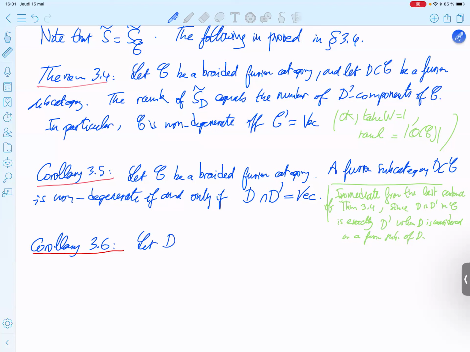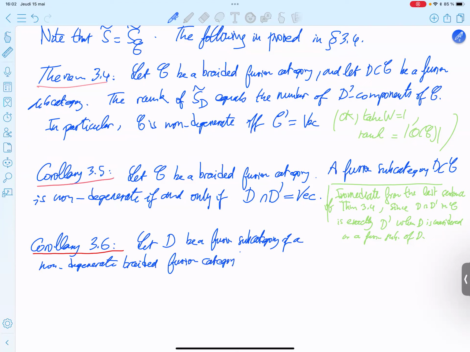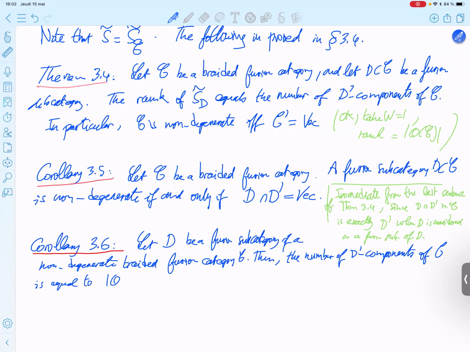Let D be a fusion subcategory of a non-degenerate braided fusion category C. Then the number of D prime components of C is equal to the rank of D, which can be noted like that: the number of elements in the set of simple objects up to isomorphism.